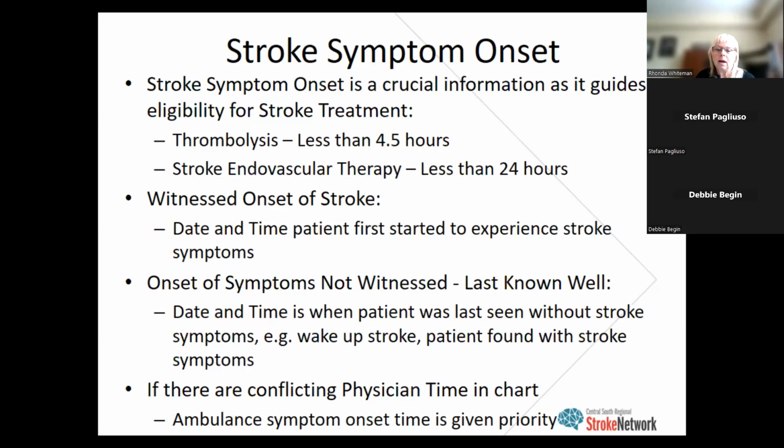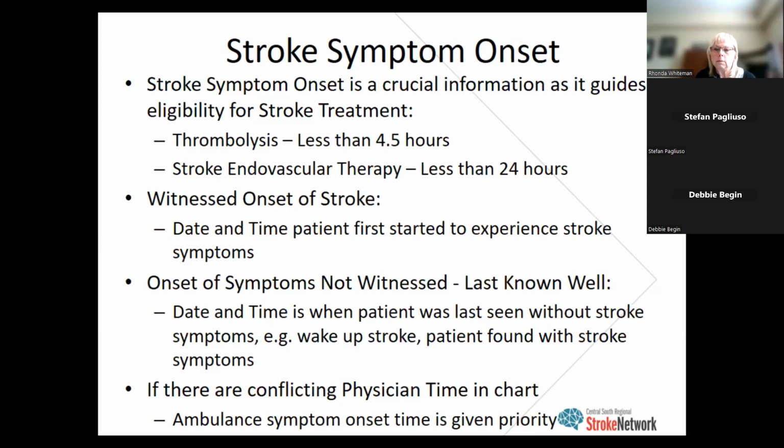As Steph said, the timing of when the stroke started really determines their eligibility for EVT and thrombolysis. Again, we know there's witnessed onset. Witnessed onset tends to be quite easy. I'm sitting here, I develop stroke symptoms, you all look at your watch and we know it is 9:50.